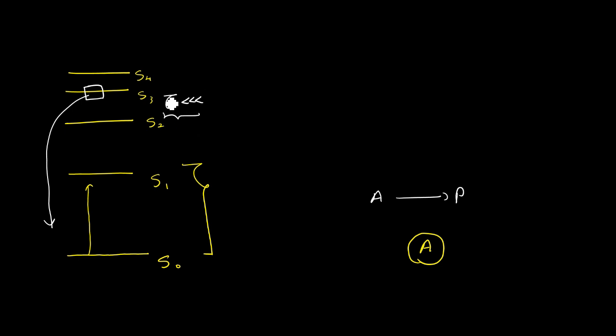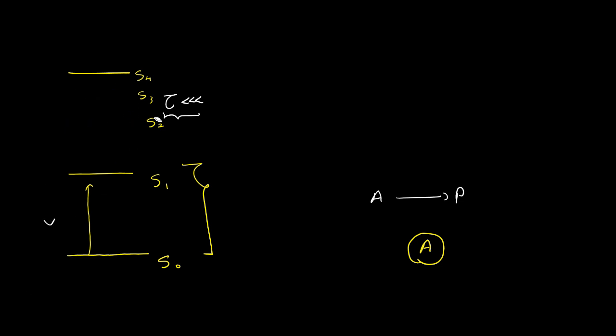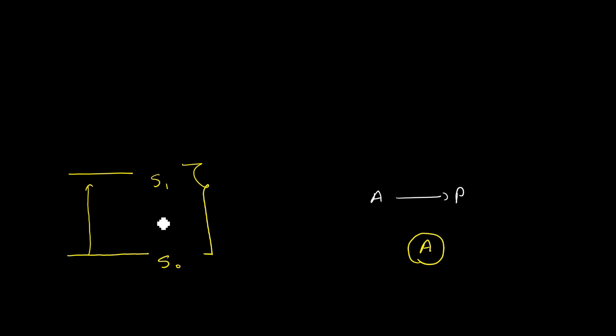So the lifetime of these higher energy states is not enough to undergo this particular reaction. The only energy level which has sufficient lifetime to go through these reactions is the first excited state, S1. So that's why we are going to forget about the higher energy levels and higher electronic transitions. We are going to focus on the ground state and the first excited state, right?